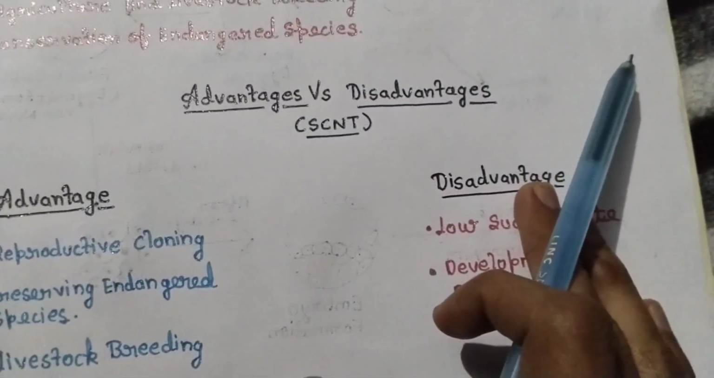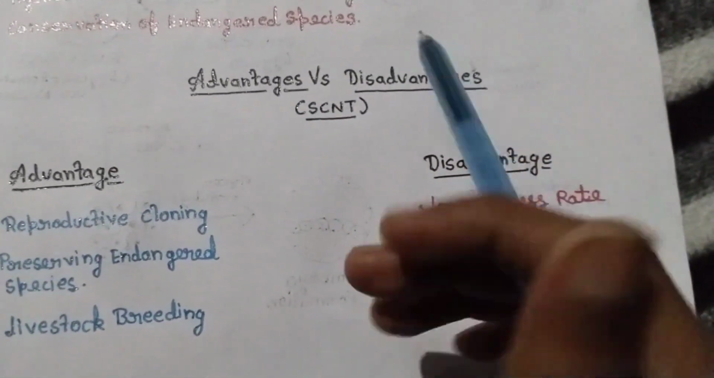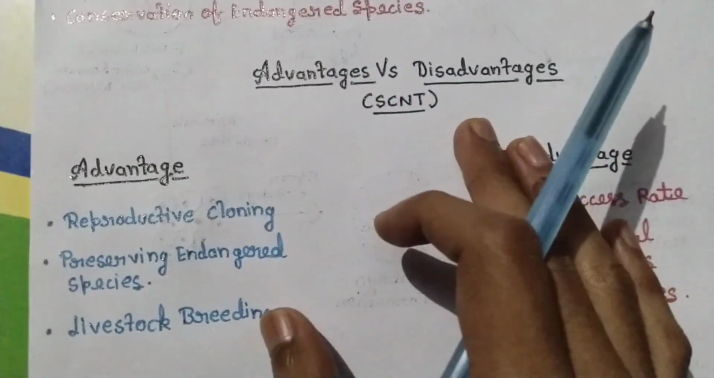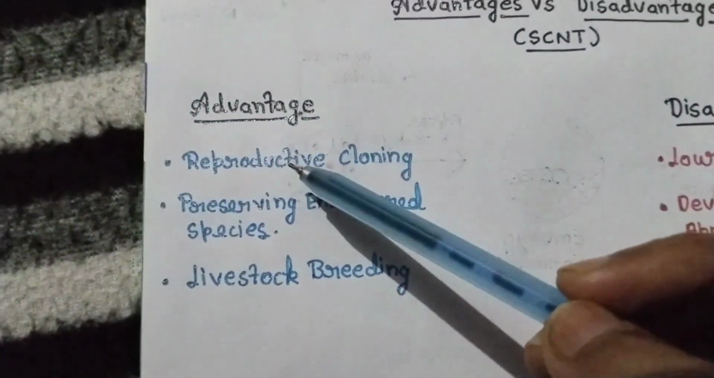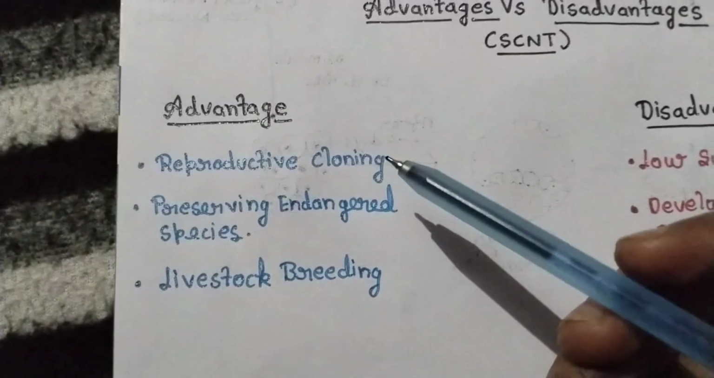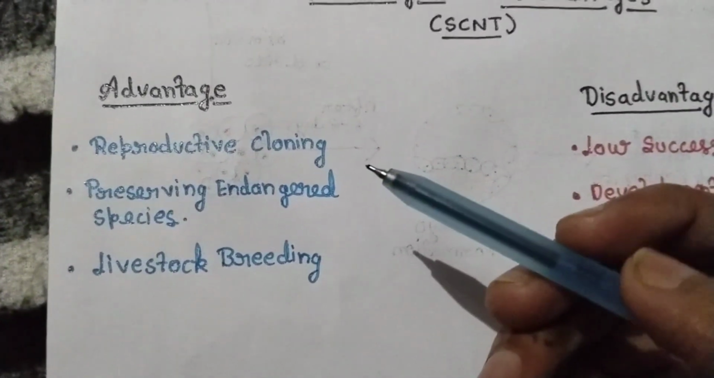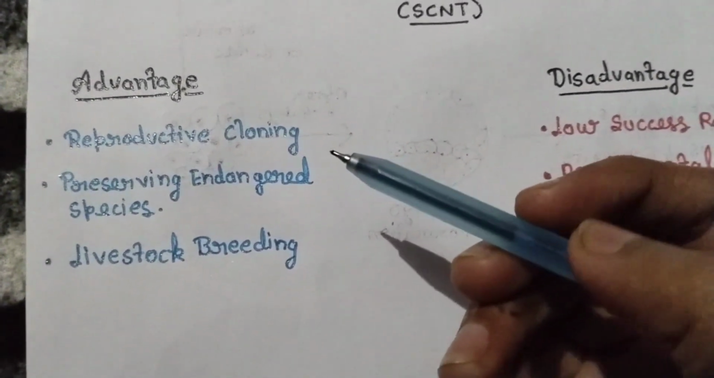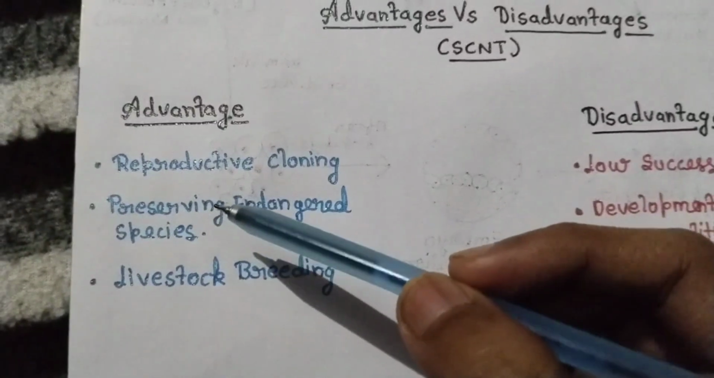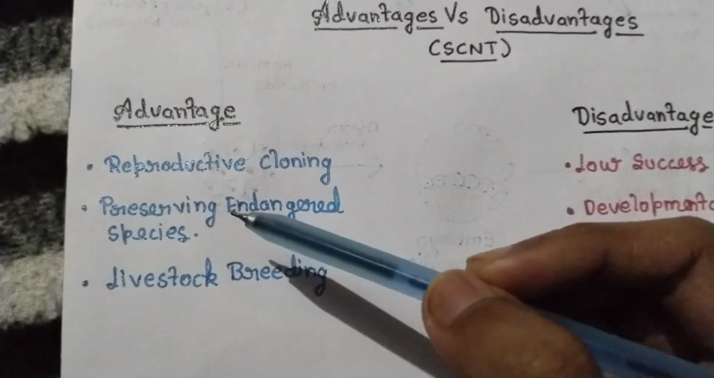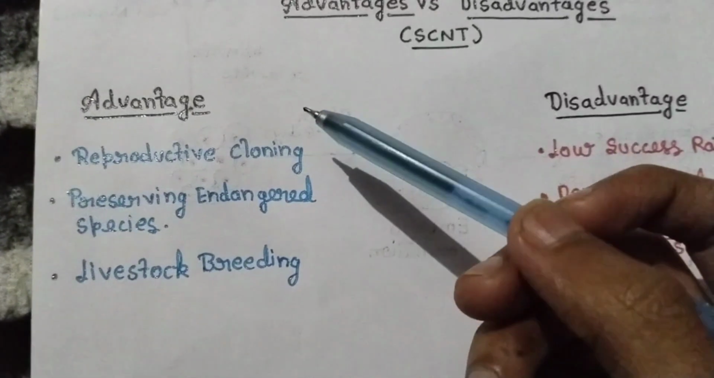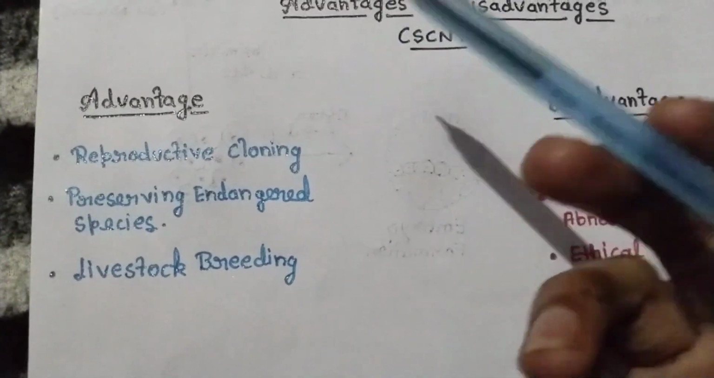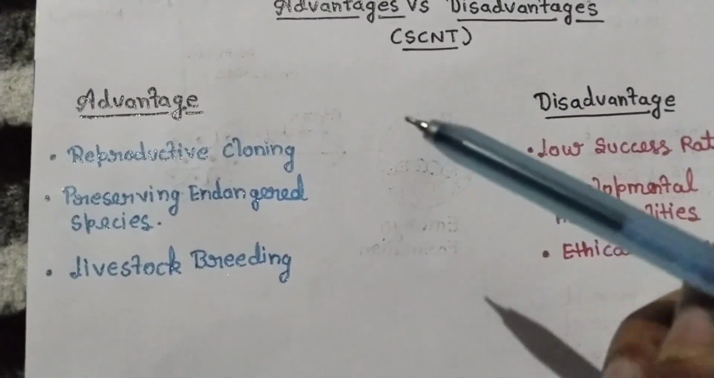Now next is the advantages and disadvantages of somatic cell nuclear transfer. So firstly we will discuss the advantages. So the advantages are the same: reproductive cloning. You are going to create the clone of your desired animal and preserve it. And the second advantage is that you are going to preserve the endangered species. Another advantage is that by using this technique you are preserving the endangered species, right?